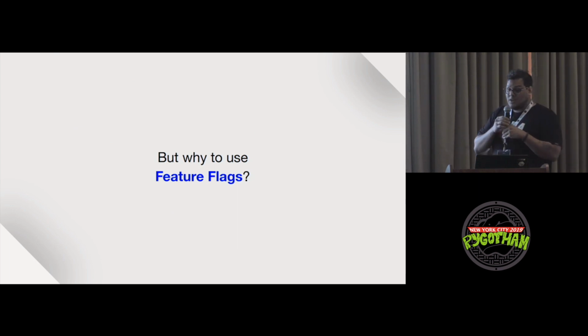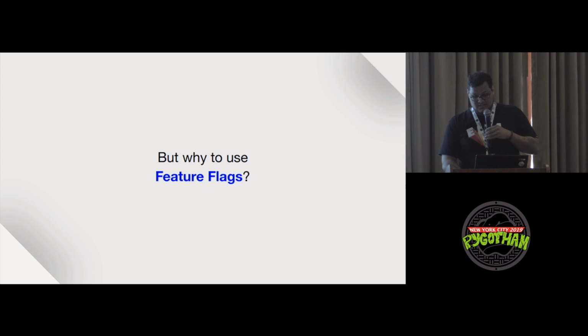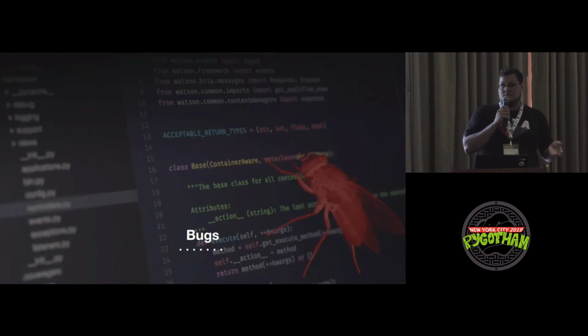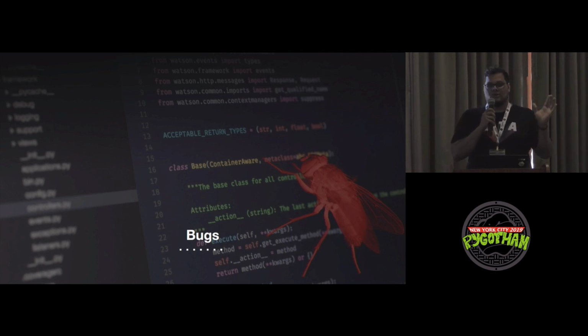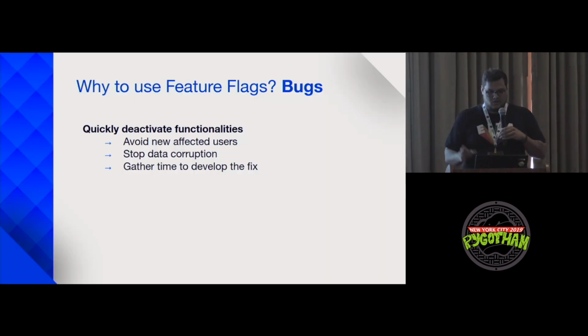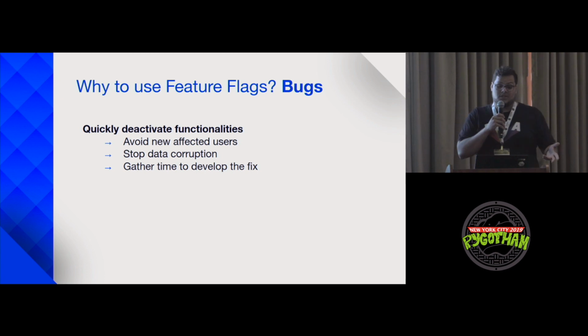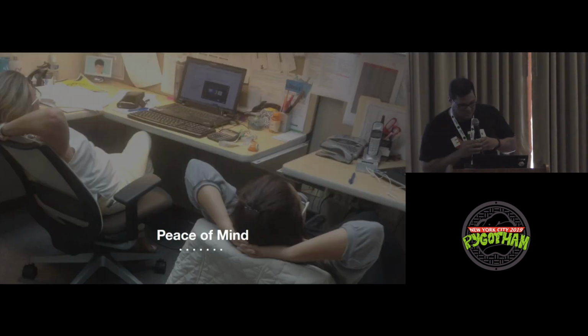But the best thing about feature flags, I guess, is about bugs. Because bugs are coming to your application, to your product. We don't know where they come from, but we know they're coming. With feature flags, you get time to solve bugs in the right way. We can quickly deactivate the feature that is buggy, avoid new affected users, stop data corruption, and have proper time to build a proper fix. So we don't have to rush things. That, my friends, is what I call peace of mind.